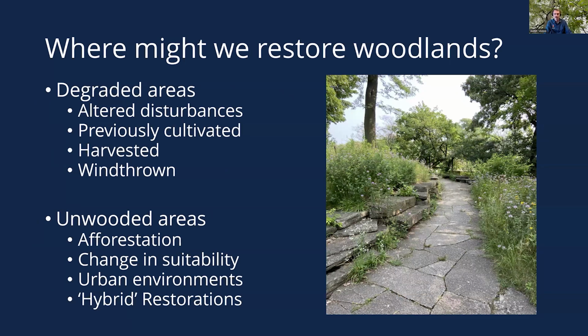But the reality of it is, if we are thinking about a restoration project, we probably already have an area in mind, and usually that's an area that we might manage or an area maybe in our yard. And so there's definitely other possibilities for restoration in those types of areas as well. These might be degraded areas. Maybe it was an area that the disturbance regime was altered. Maybe it had fire suppression, or it was cultivated, harvested, or maybe wind thrown, even if we had a forested system that was really devastated by a tornado or other large wind event.